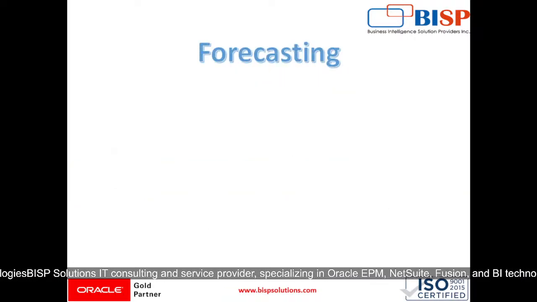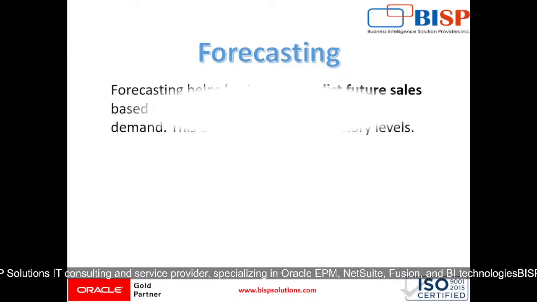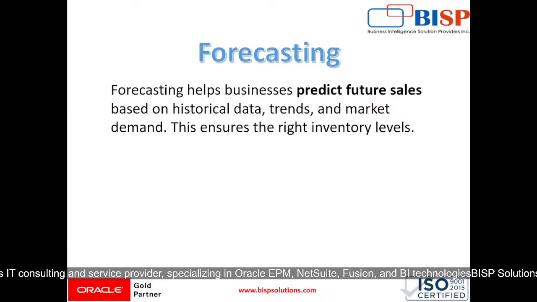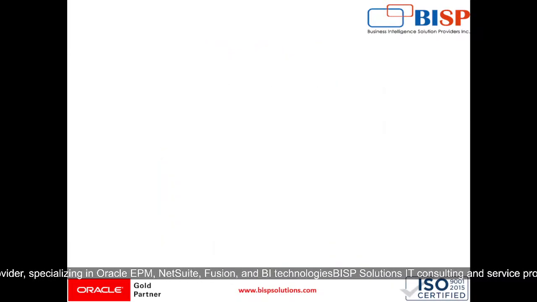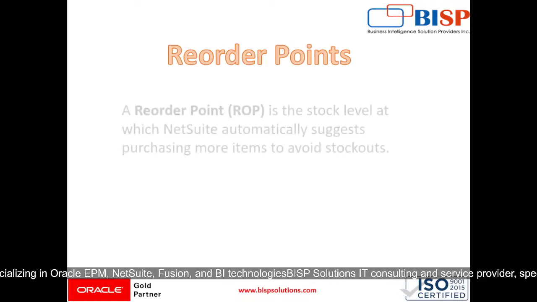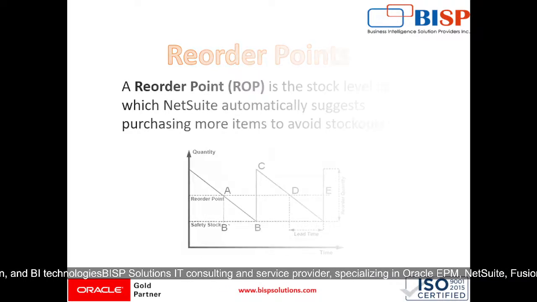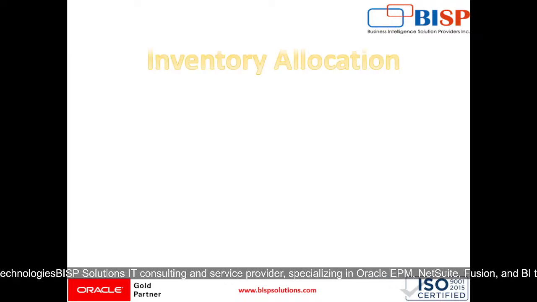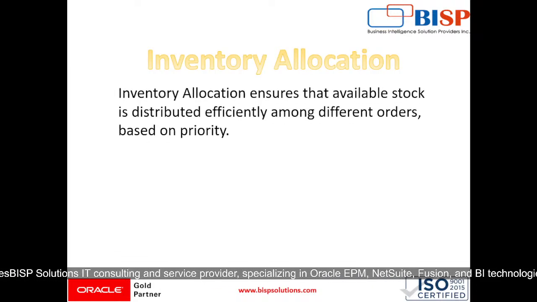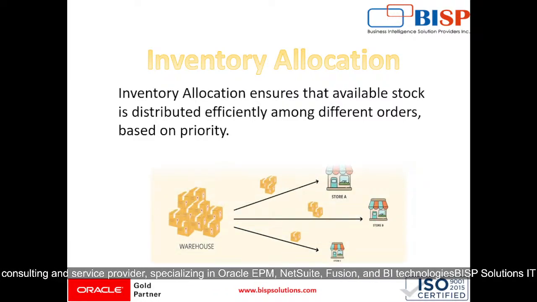Starting with forecasting, which helps businesses predict future sales based on historical data, trends and market demand, which ensures the right inventory levels. Reorder points: a reorder point is the stock level at which NetSuite automatically suggests purchasing more items to avoid stockouts. Inventory allocation ensures that available stock is distributed efficiently among different orders based on priority.